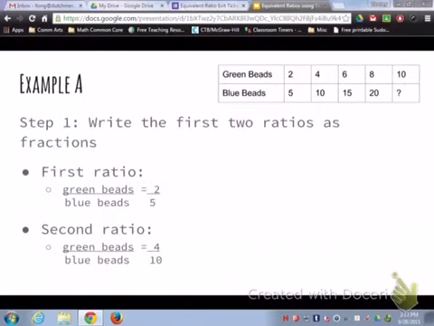So I have the chart here still. Our first step, we need to write the first 2 ratios as fractions. This way we can see if they are equivalent. So our first ratio, we have 2 green beads and 5 blue beads, so that is a ratio of 2/5. Our second ratio, we look at our second set of boxes. For the green beads, she uses 4, the blue beads, she uses 10, so that gives a ratio of 4/10.